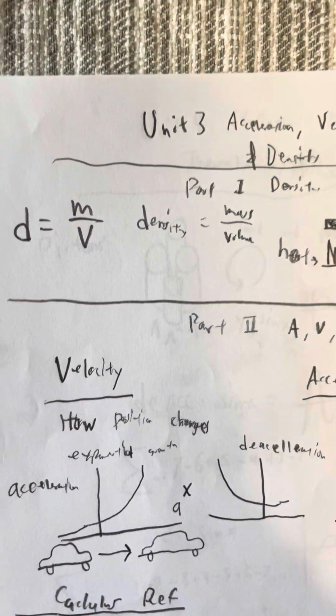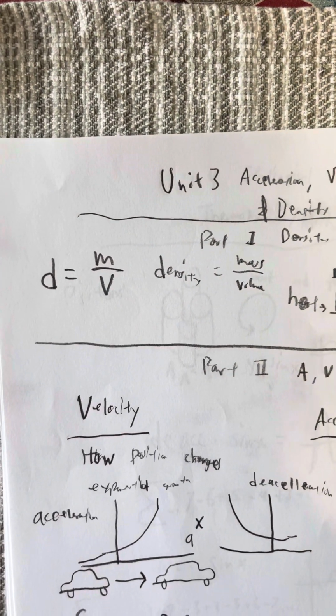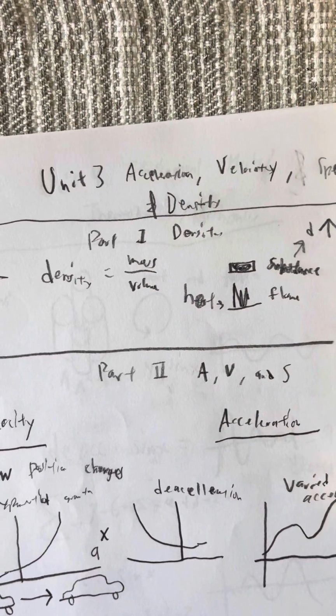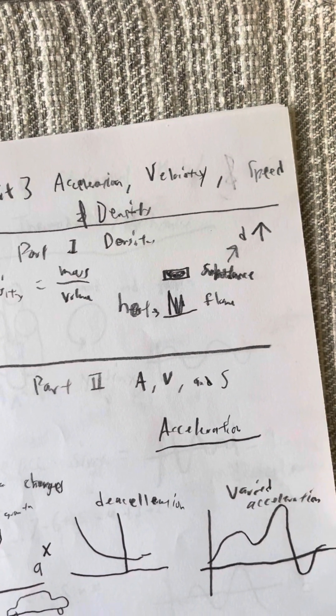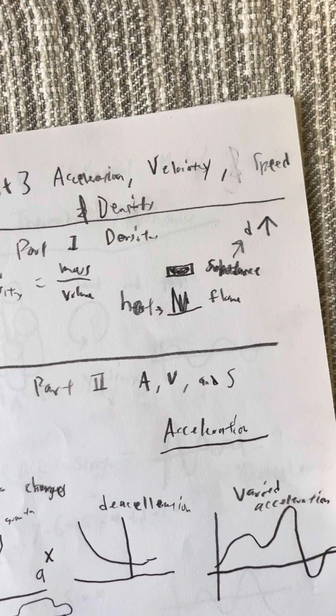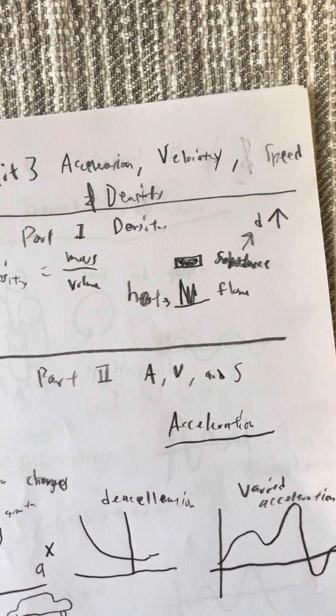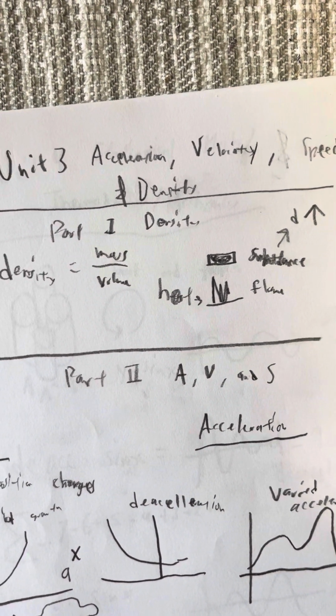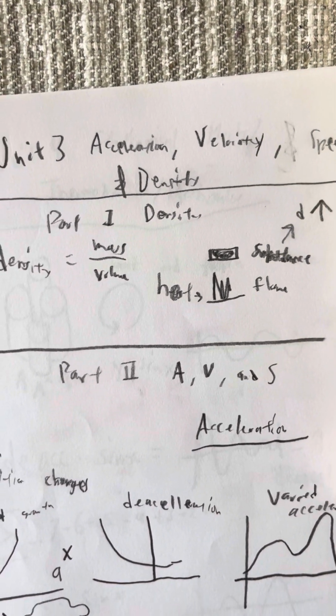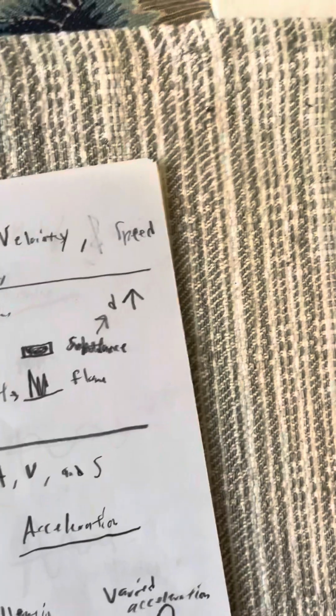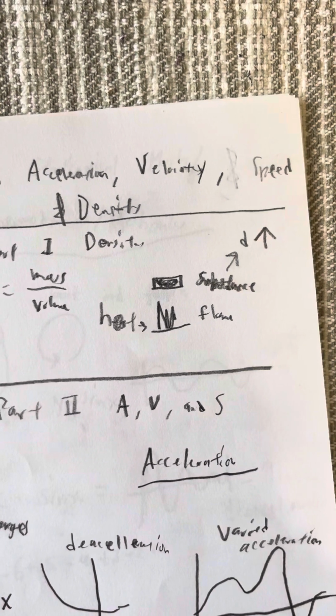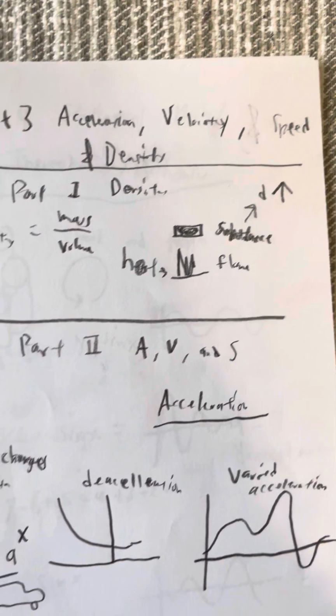Unit 3. D equals m over v, density is mass over volume of substance. That heat, oh yeah, this is the thermodynamics, where you heat the substance and then it gets denser.